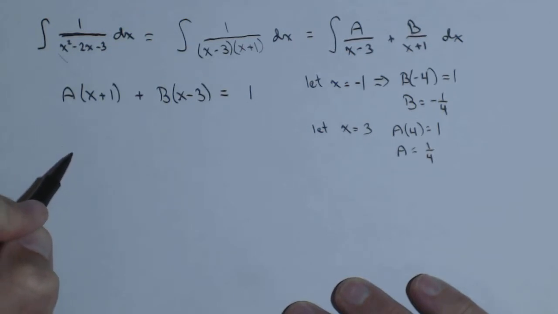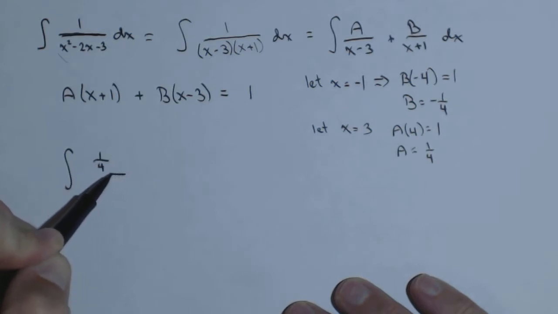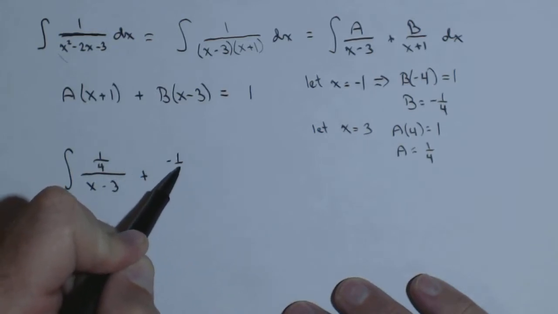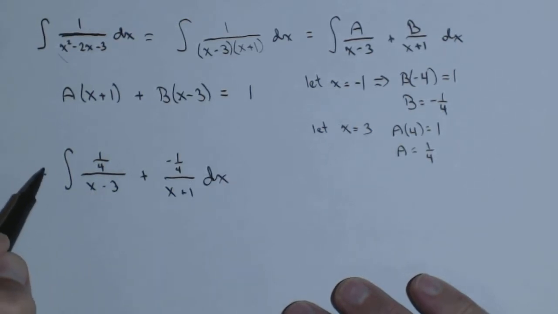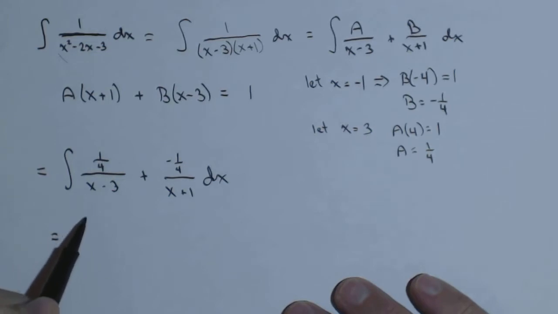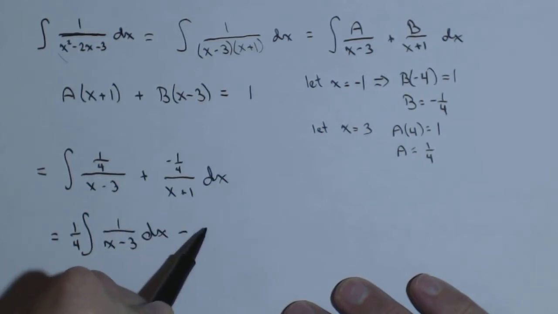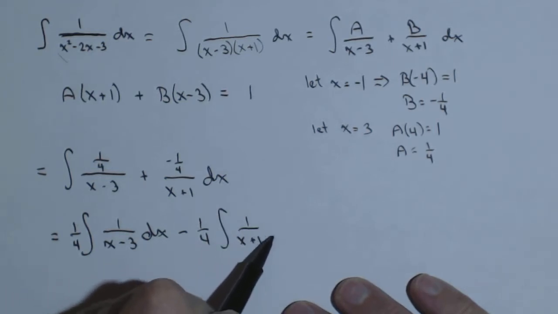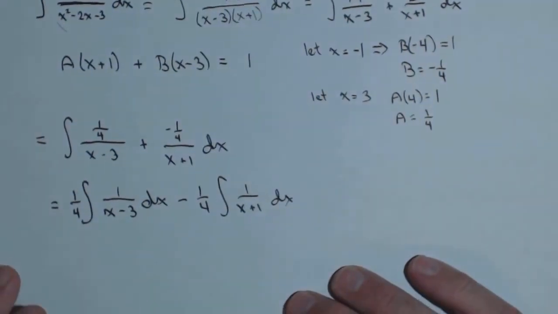Now, our integral now looks like A, we said, was positive 1/4 over x minus 3 plus a negative 1/4 over x plus 1 dx. So what we'll do is we'll split that into two integrals. And I'm going to pull out my constants. So I have 1/4 times 1 over x minus 3 dx minus 1/4 1 over x plus 1 dx. So now we just need to take the antiderivative of each of these separately.